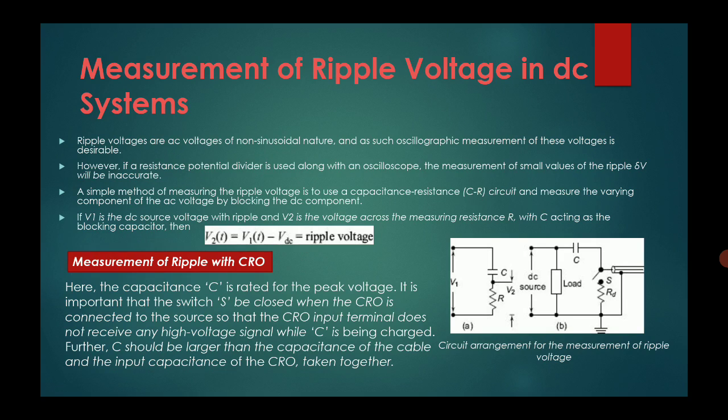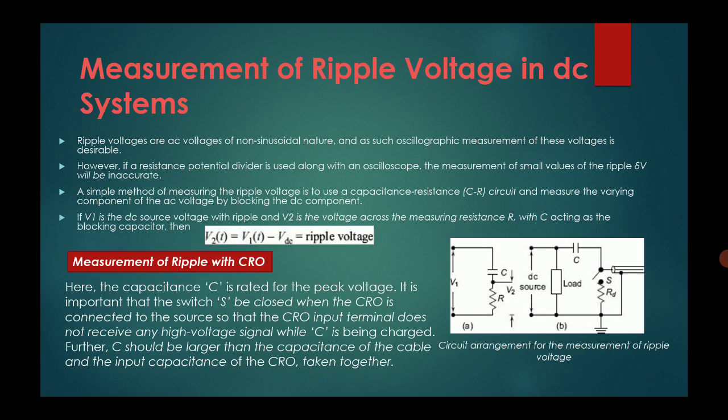So we have seen how to measure the AC electric field. Now we will be talking about measurement of ripple voltage in DC systems. We have known previously that ripple voltages are seen in DC because not all DCs are pure, so you have different ripple voltages, and you need to measure these ripples. The ripple voltages are AC voltages of non-sinusoidal nature, and oscillographic measurement of these voltages is desirable.